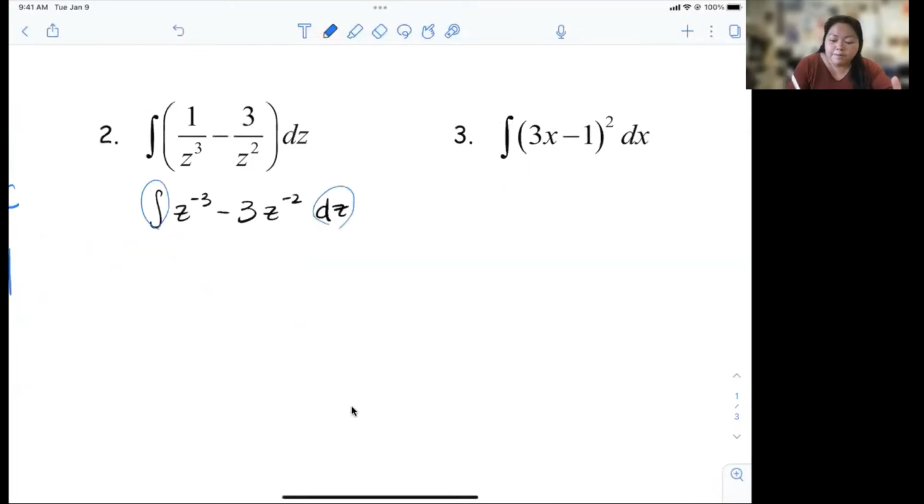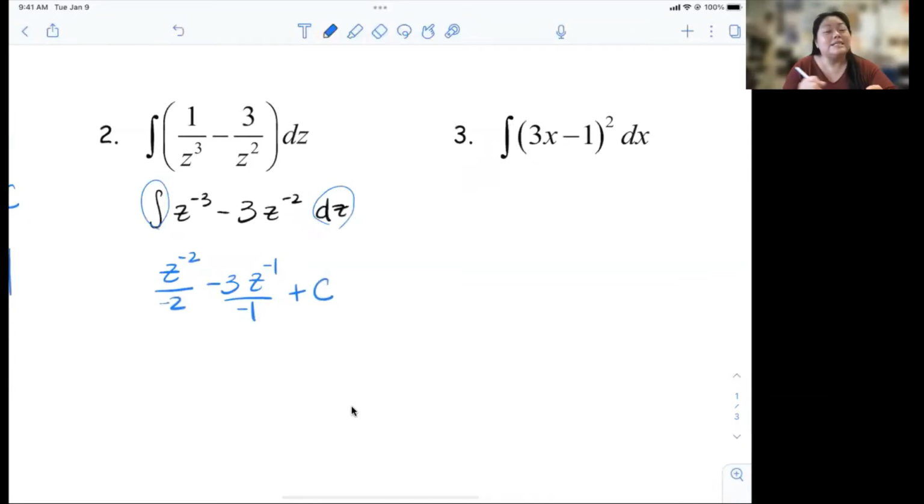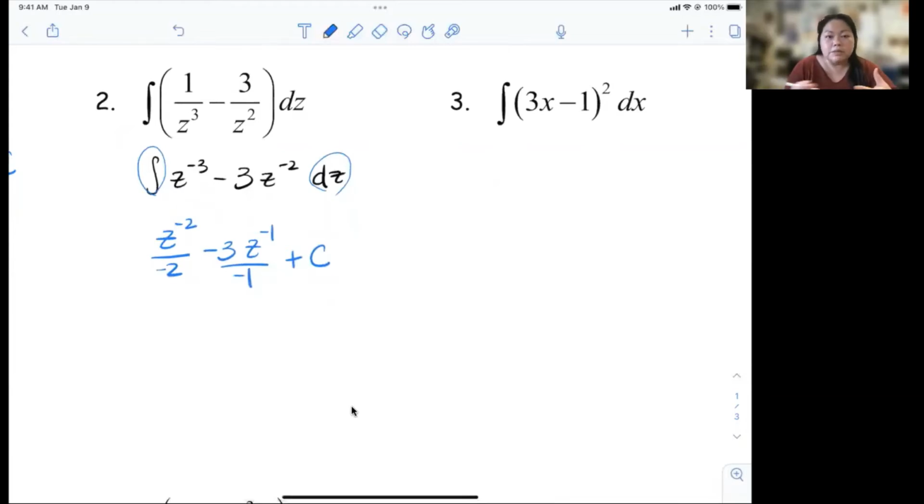I now look at the power, z to the negative 3, so negative 3 plus 1, that's negative 2, divided by the new power, minus 3, that's your coefficient, z, negative 2 plus 1 is negative 1 over the new power negative 1. Lastly, don't forget plus c. Always remember plus c. Okay, so I'm going to rewrite this because it's always better to write it back as a fraction. So negative 1 over 2z squared plus 3 over z plus c. And then that would be my final answer. Okay.